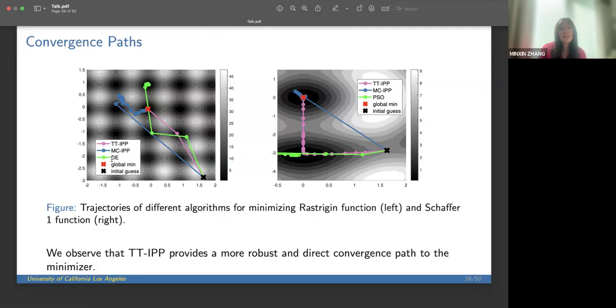Whereas if we compare this with the green path on the left picture, which is differential evolution, it actually does not converge to the global minimizer. Instead, it ended up at a local minimizer. And similarly for the picture on the right side, the green path is for particle swarm optimization. It also didn't converge to the global minimizer. Instead, it got stuck at a local minimizer.